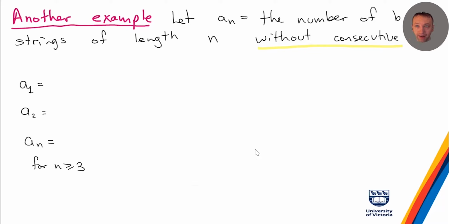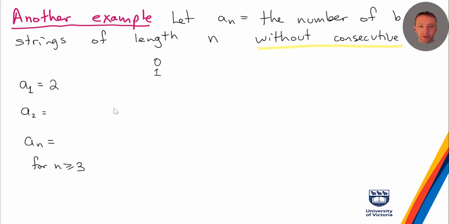So let a_n be the number of binary strings of length n which don't have any consecutive ones. So there's no 1 that's followed by another 1. Okay, so let's look at some initial conditions. So these are going to be my initial conditions. So a1 is just 1, or sorry, 2. I should try not to mess it up right from the beginning. Because for length 1, there's 2 strings. And obviously a string of length 1 doesn't have consecutive ones.